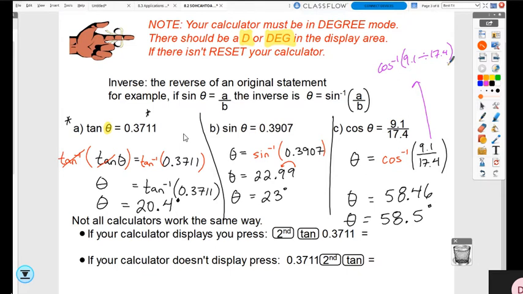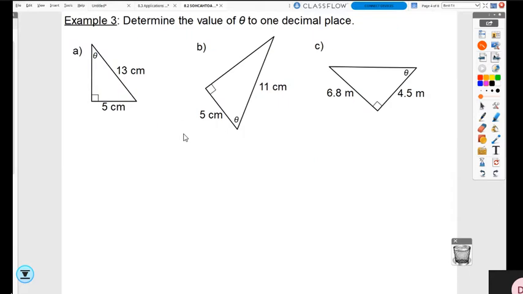Okay, so let's do some math. Let's actually use everything that we already know up to this point, and we're going to be able to solve for angles. It says here, determine the value of theta to one decimal place, and we know theta, the variable, is referring to angles. So we're going to have to solve for this angle right here. There's theta.